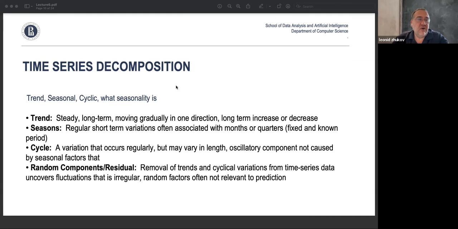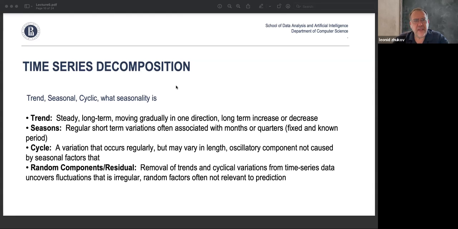Now there are also cycles. Cycles are closely related to seasons, but they are also variations that occur regularly, but they might vary in length. When we talk about seasonality, we usually have some fixed period, like a month, quarters, weeks. When we talk about cycles, cycles can be different in length, and this oscillation doesn't depend on seasons.